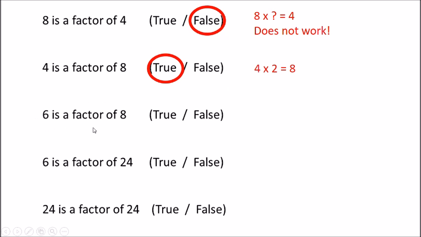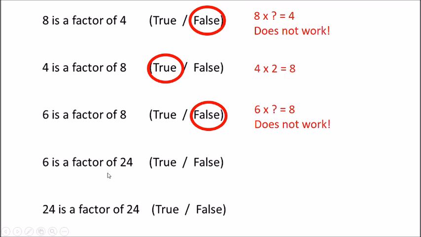Next one, 6 is a factor of 8, true or false? I'm going to tell you that's false. 6 does not go into 8. If I did 6 times something to give me 8, that something would have to be a decimal number, so that does not work. That does not fit our definition of what a factor is.